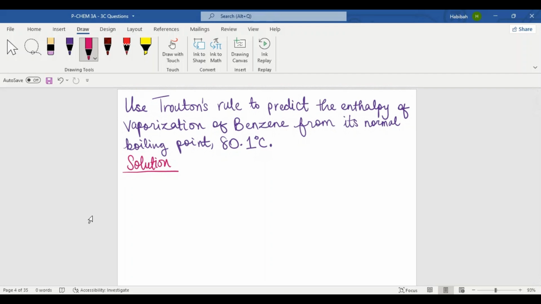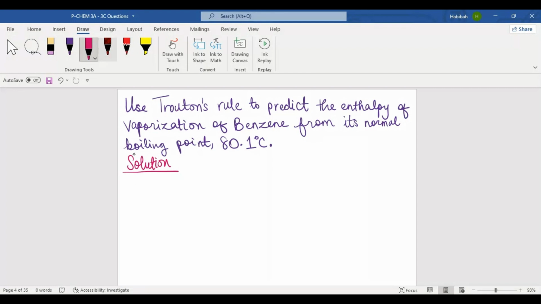Today we're going to be working on the question on the screen that says: use Trouton's rule to predict the enthalpy of vaporization of benzene from its normal boiling point, 80.10 degrees. So they're telling us that the boiling point of benzene in this particular question is 80.10 Celsius.